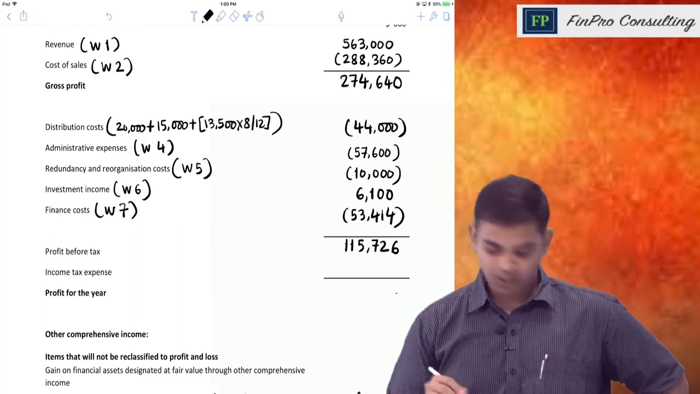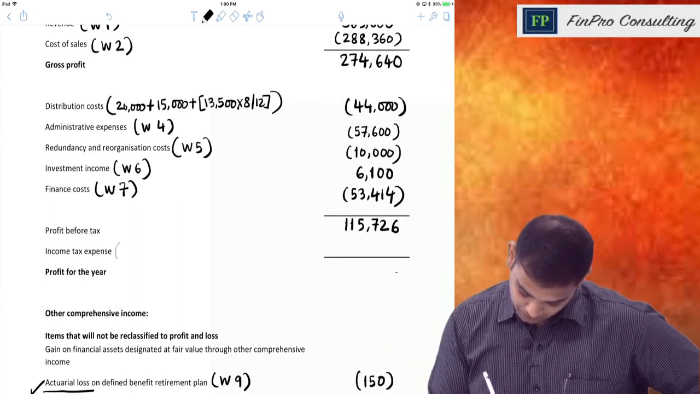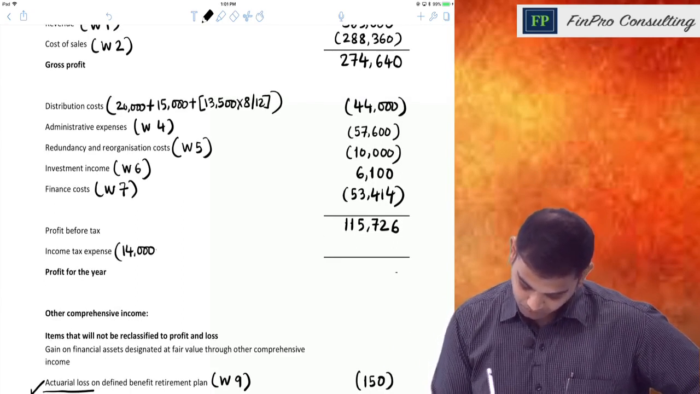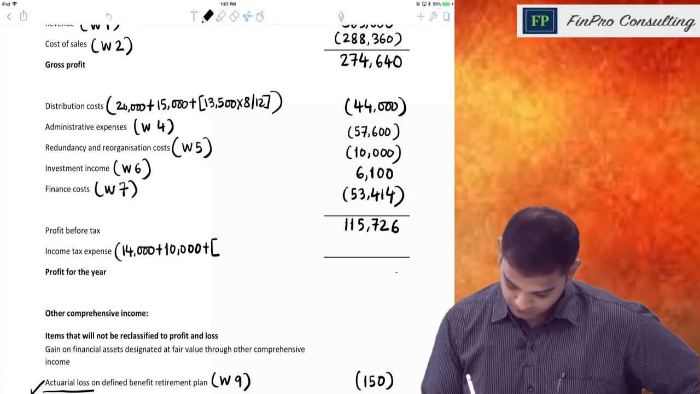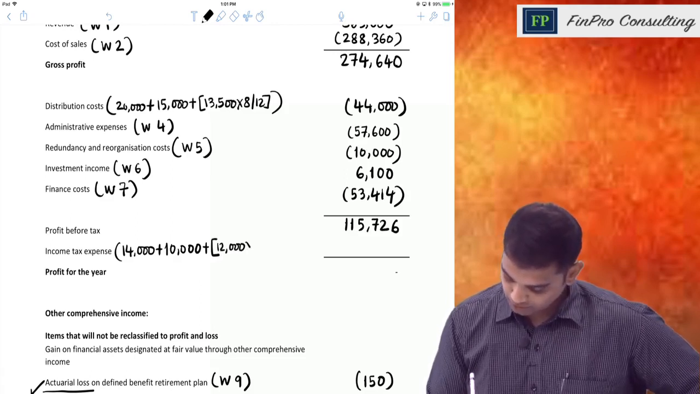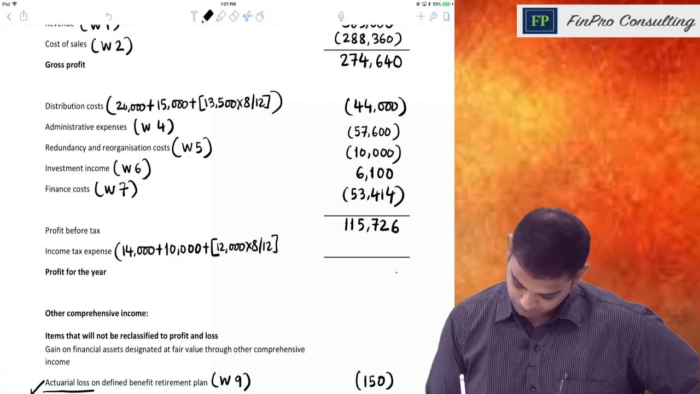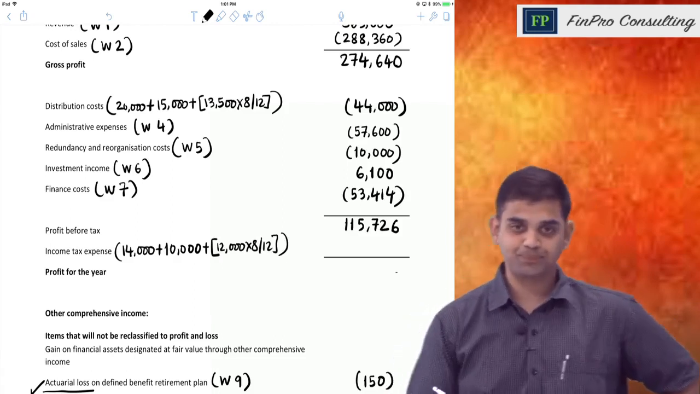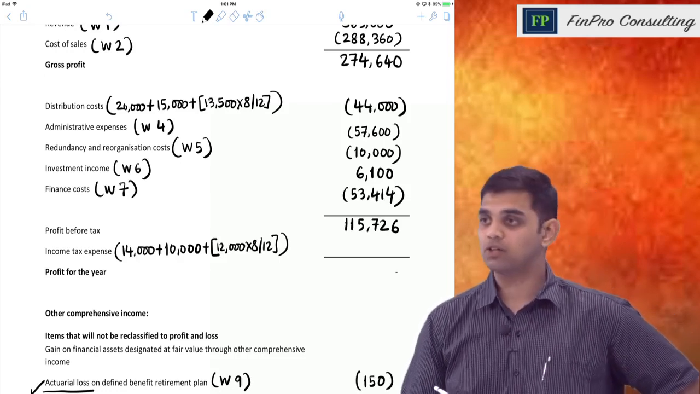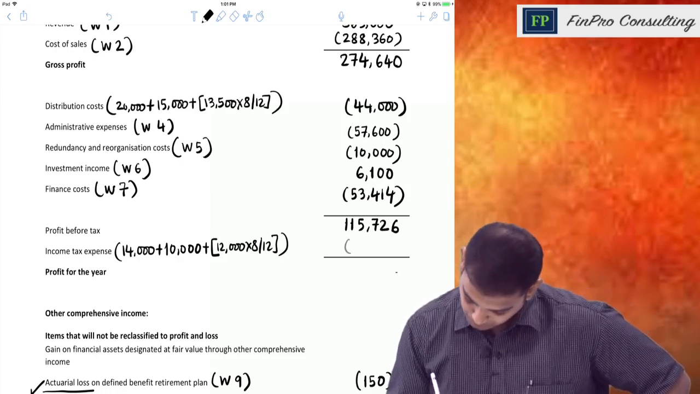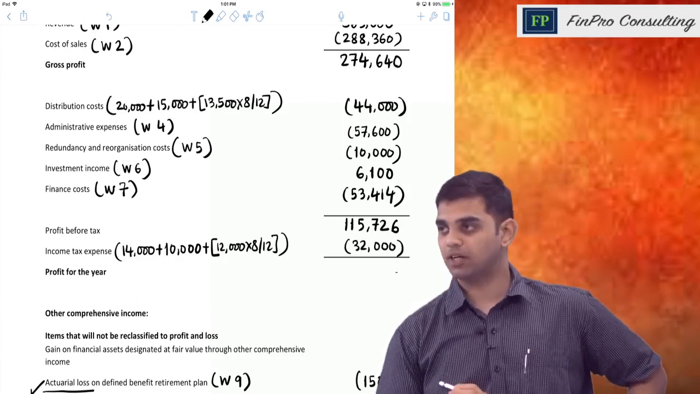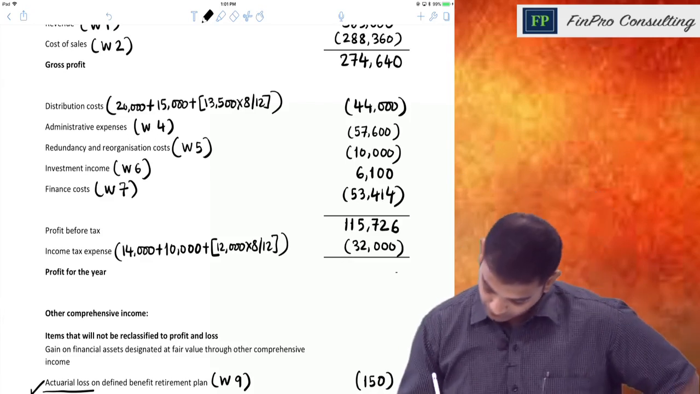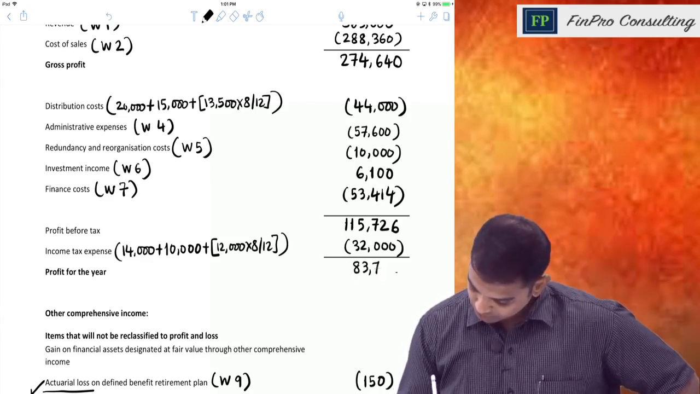Income tax, no adjustment, just take total. So it is 14,000 plus 10,000 plus 8 months of gamma, 12,000 into 8 by 12. What is my income tax expenditure? What is, sorry? 32,000. My profit after tax? 83,726.